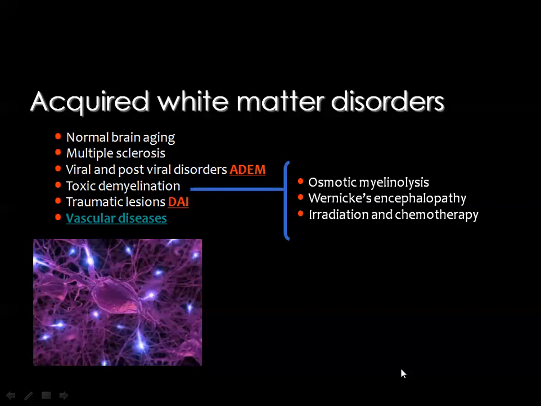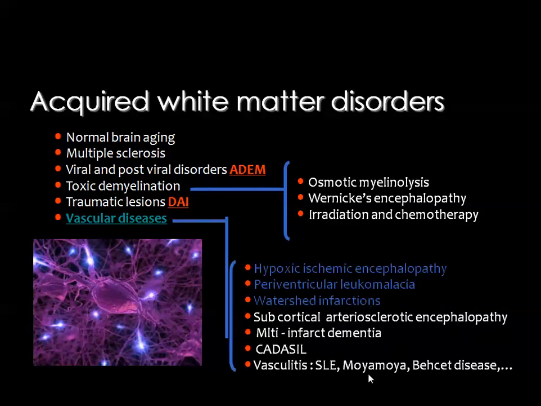And we have finished the issue of normal brain aging, the MS, the ADEM, the toxic demyelinating disease, and the traumatic lesions, and we are left finally with the vascular pathology.